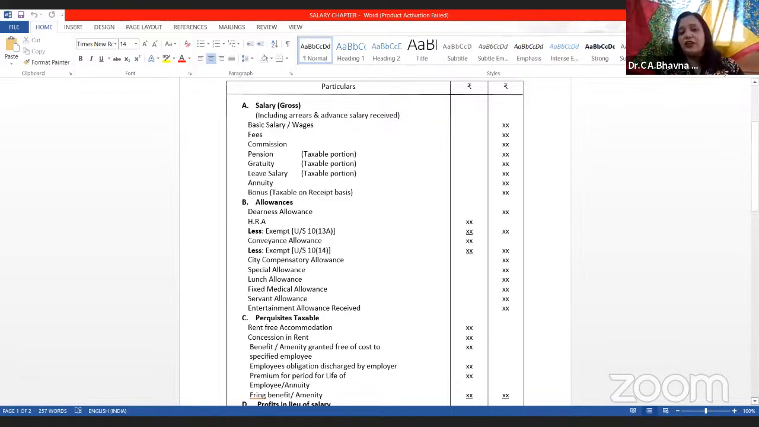Servant allowances is taxable when you are a specified employee.